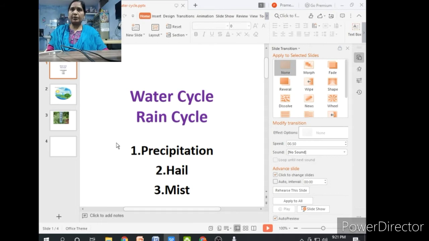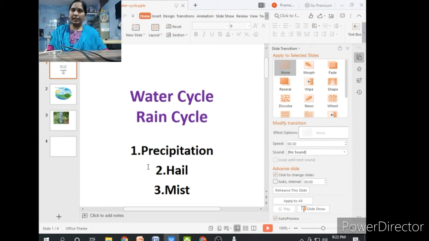In last class, you learned about water evaporation, condensation, and how wind helps evaporation. In today's class, we are going to see how evaporation and condensation continuously go on in nature. How they are helping us, we are going to learn in today's class.